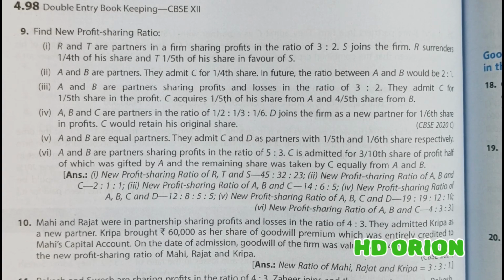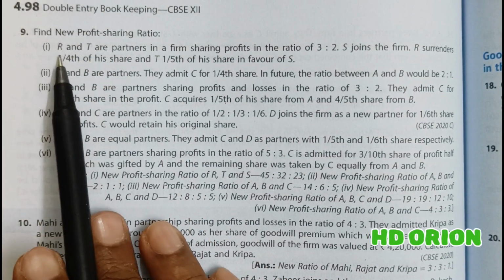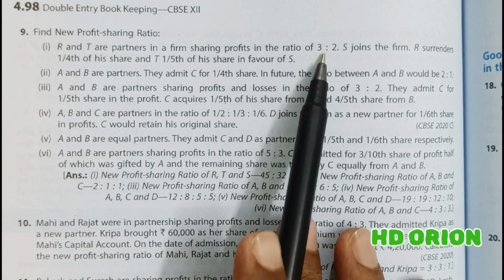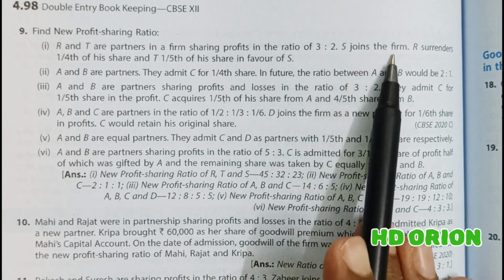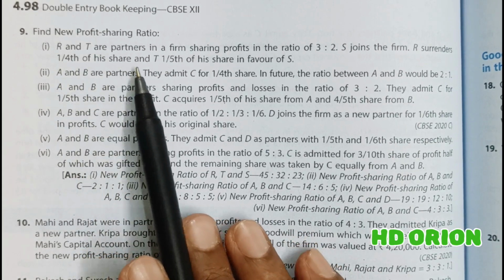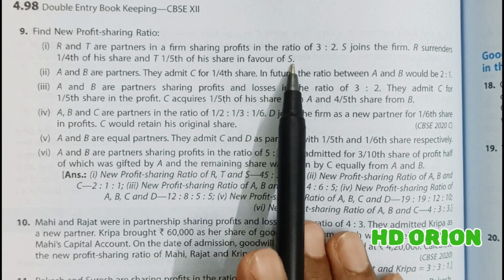Now let us see question number 9. Find new profit sharing ratio. First one. R and T are partners in a firm sharing profits in the ratio of 3:2. S joins the firm. R surrenders 1/4 of his share and T 1/5 of his share in favor of S.